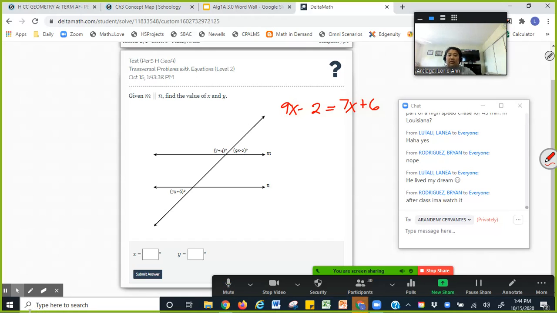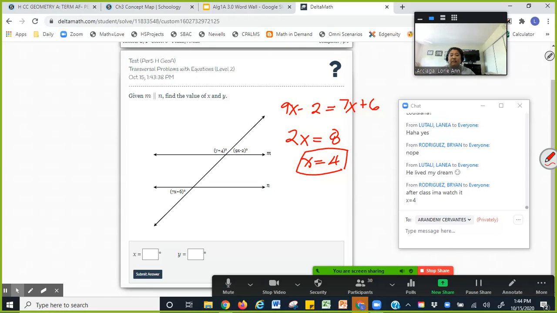Okay. So now you get the x by itself. You're going to get 2x is equal to 8. So x is equal to 4. All right. Got it? Good, Brian. Okay, so once you have x is equal to 4, then 9 times 4 will be 36 minus 2. So this will be equal to 34. And these two angles combined, that's going to be a straight angle. So y plus 4 plus the 34 must be equal to 180. So go ahead and take it from there.